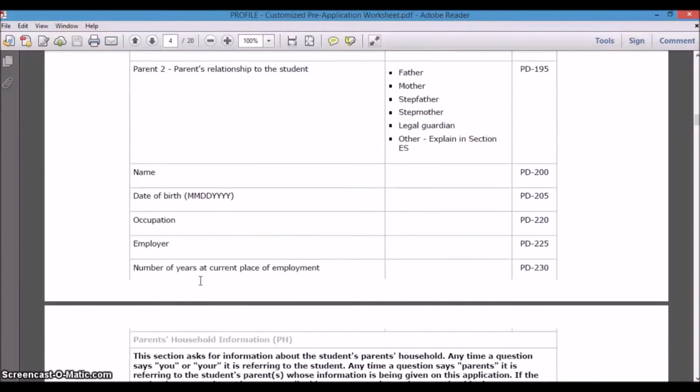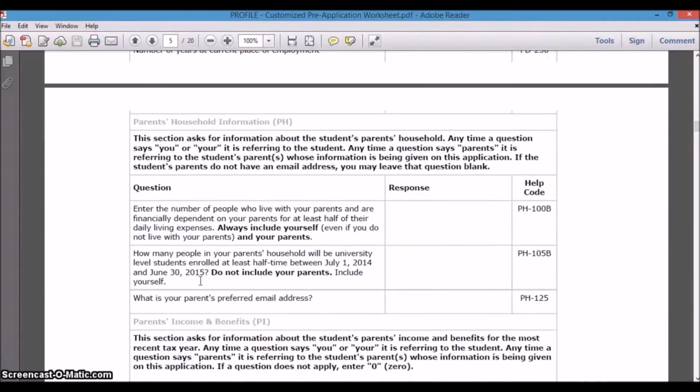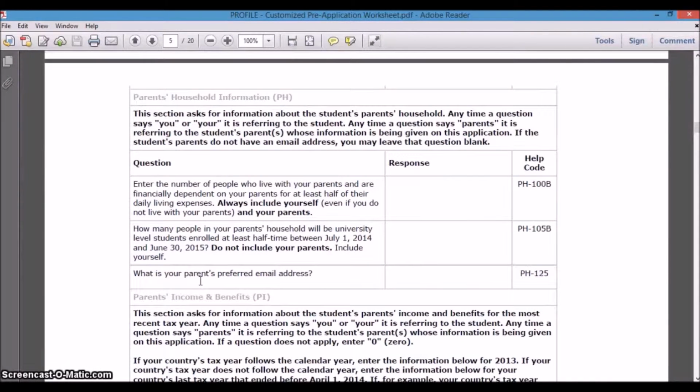Yeah, so after that you will move on to the parents' household information. This is a section where you have to fill out all the information that they ask you about your specific household. The first question is basically how many people live with your parents and are financially dependent. That means how many people in your household basically have all their needs met by your parents. And in this case, you can see that it says always include yourself.